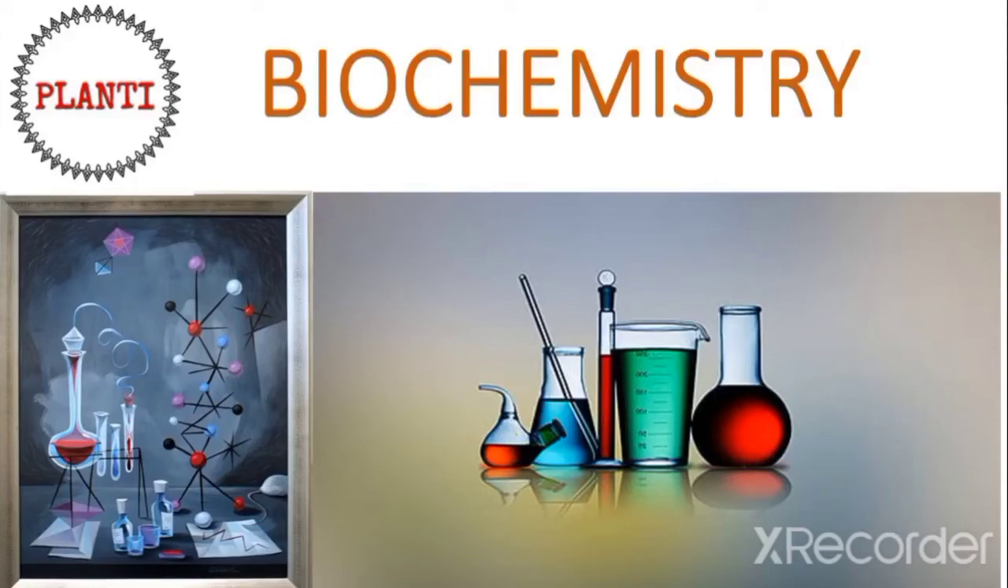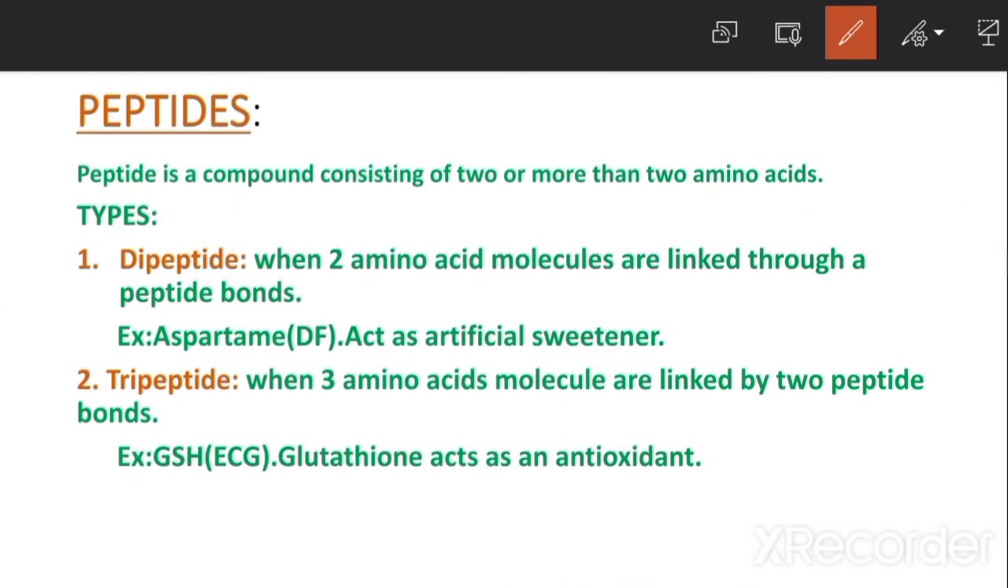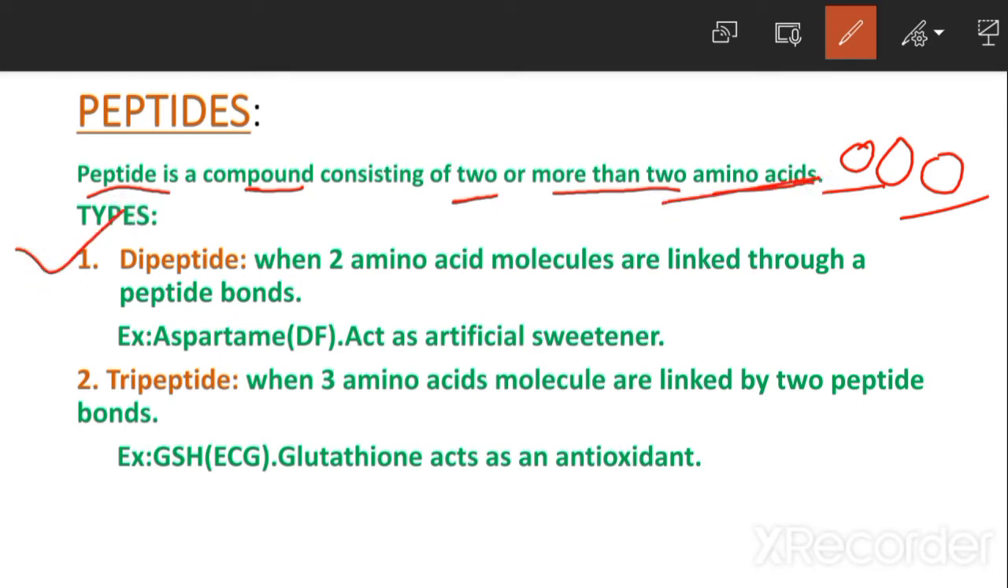Today I am going to demonstrate peptide bonds and the Ramachandran plot in biochemistry. Peptides. A peptide is a compound consisting of two or more amino acids: two, three, four, five, etc. Dipeptide: when two amino acid molecules are linked through a peptide bond.